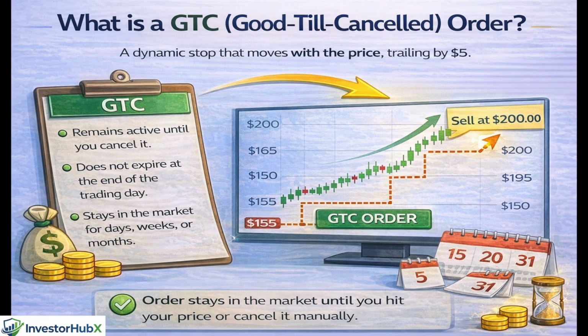GTC stands for Good Till Cancelled. It means your order remains active until you manually cancel it. Unlike a day order, which expires at the end of the trading session, a GTC order stays in the market for days, weeks, or even months. It is useful when you want to wait patiently for a specific price level.